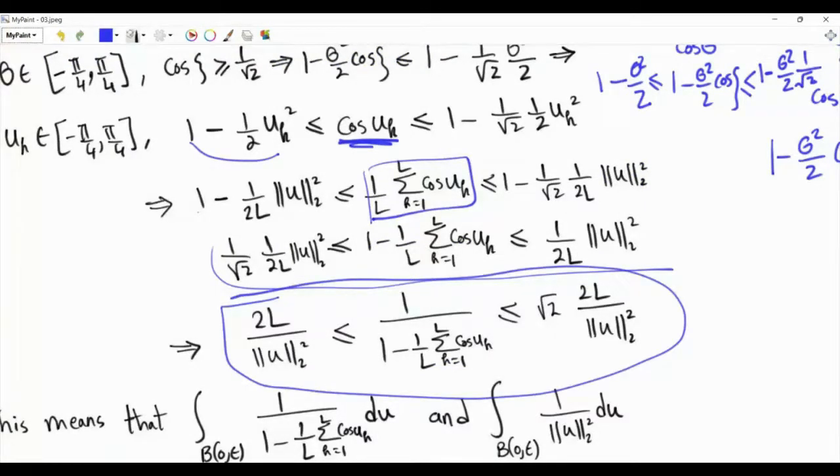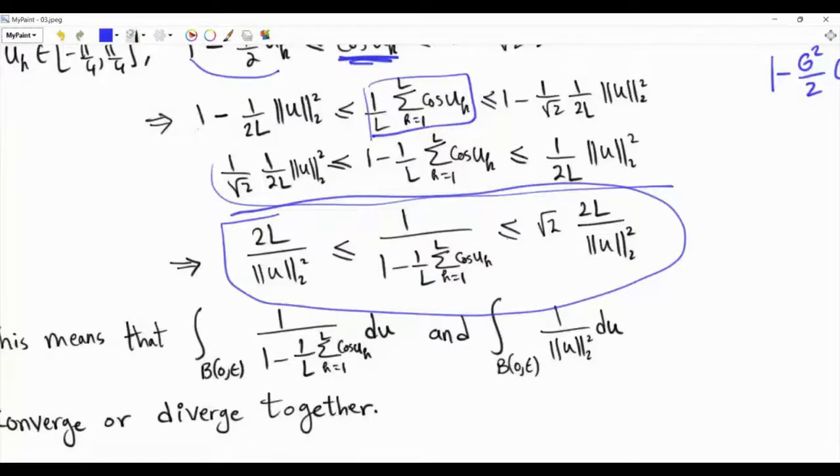That 1 over (1 minus 1 over L, summation k from 1 to L of cosine u_k) is between 2L over the L2 norm squared of u, and the upper bound is 2 times the square root of 2, L over the L2 norm squared of u. We can integrate all sides, and now this integral here will be bounded by an integral that is proportional to the integral of 1 over the L2 norm squared of vector u.